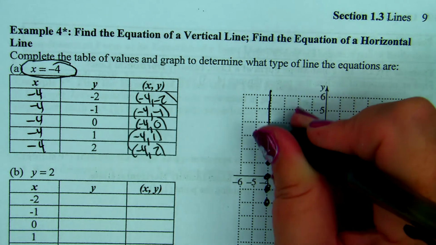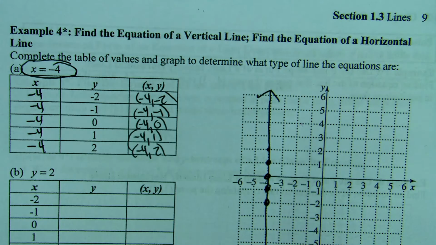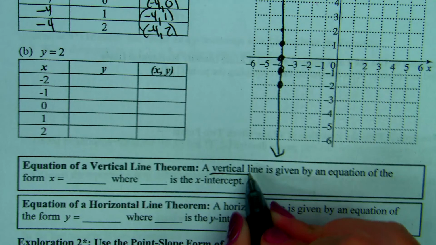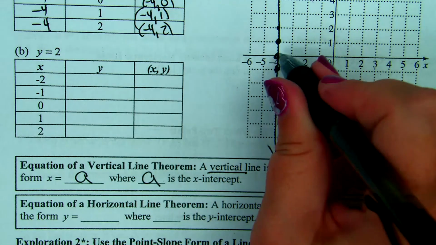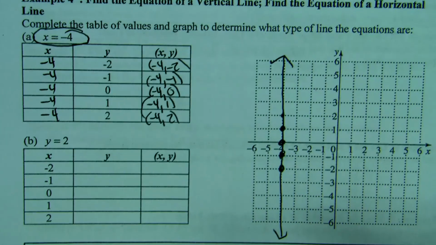What kind of line is that? Vertical, and it's x equals. So if it's a vertical line, then it's going to be x equals a, where a is the x-intercept. A is negative 4, and that's where it intercepts the x-axis. So it's x equals a.